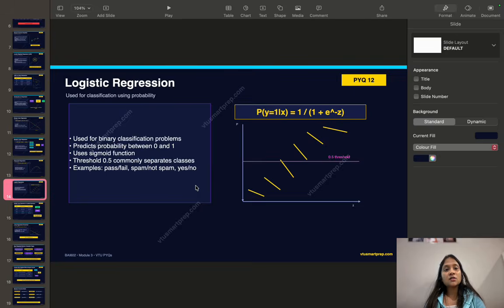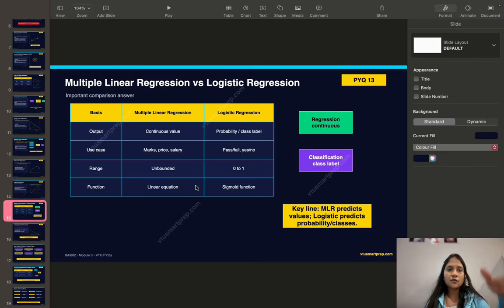Next, the possible question is they can ask the difference between. If you read those concepts, obviously you'll be able to write the difference between multiple linear regression versus logistic regression. If you have read those concepts, you can easily answer those questions for the comparison or difference between multiple linear regression (MLR) versus logistic regression (LR), they can say. Based on these points you can remember. At the last moment for revision, you can just refer to these points.